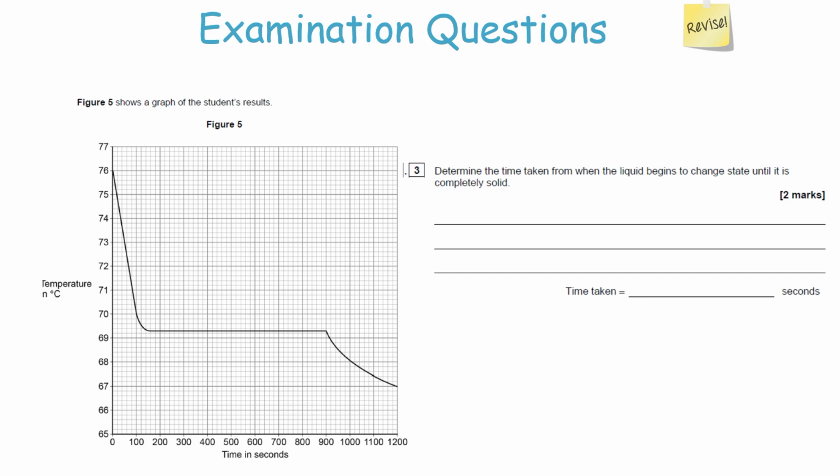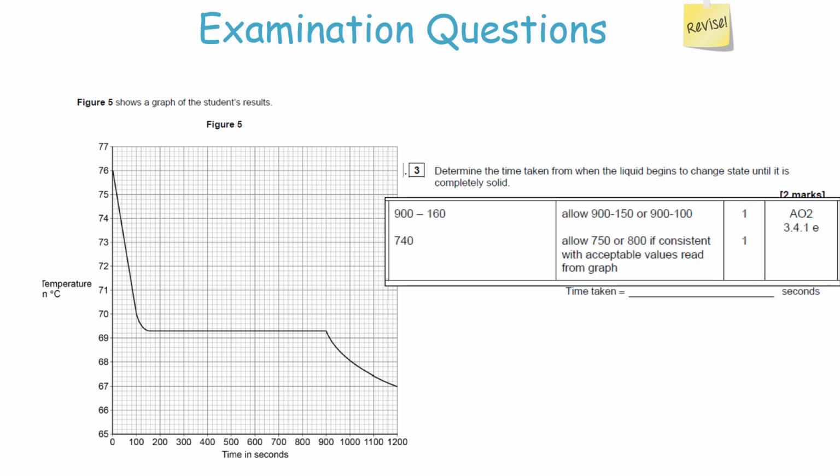Right, it's very important when you've got a time temperature graph for these situations that when it's changing state is when the line is flat, because the temperature doesn't change when the state changes. So when is the line flat from? It's from 900 seconds to about 160 seconds, so therefore our answer would be 740 seconds.